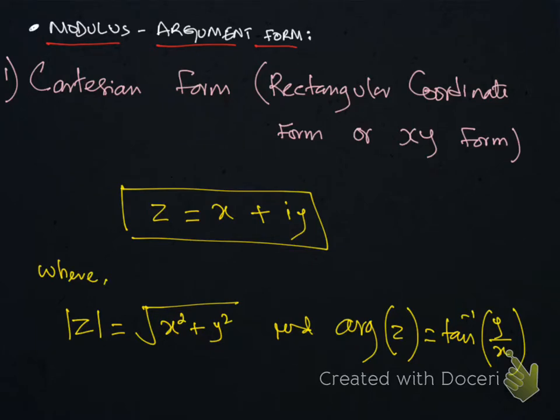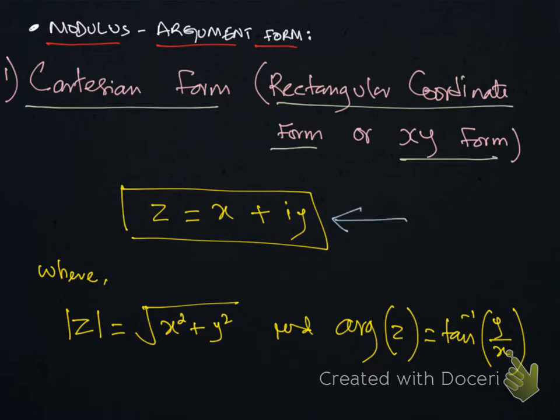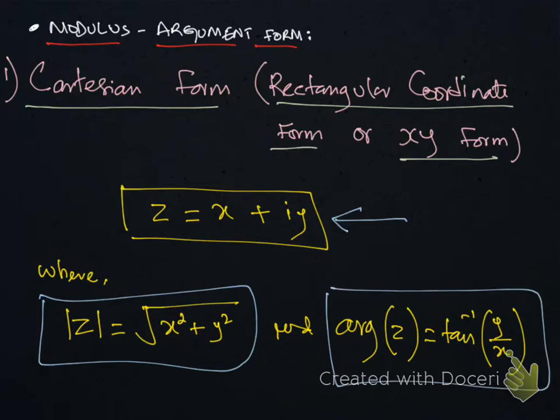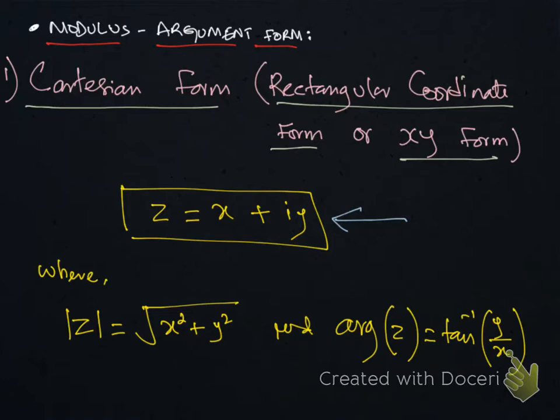Modulus argument form. I will discuss this modulus argument form in this lecture. Cartesian form. Cartesian form is also known as the rectangular coordinate form or XY form. So this is the Cartesian form. Z is equal to x plus iy, and the modulus of this form is the square root of x squared plus y squared, and the argument is tan inverse y upon x if the complex number is in the first quadrant. We already have discussed argument in the last lecture in detail.